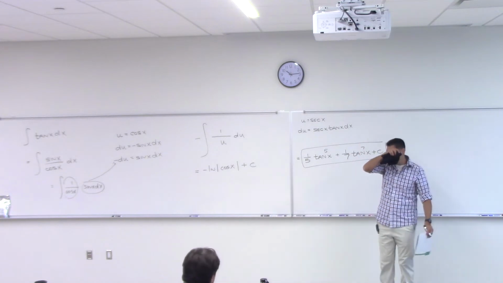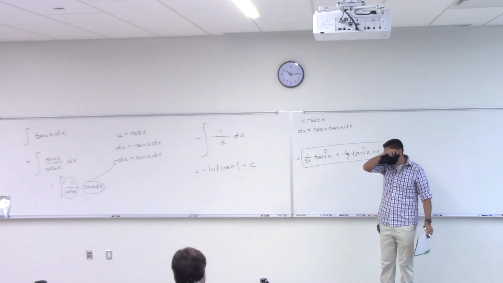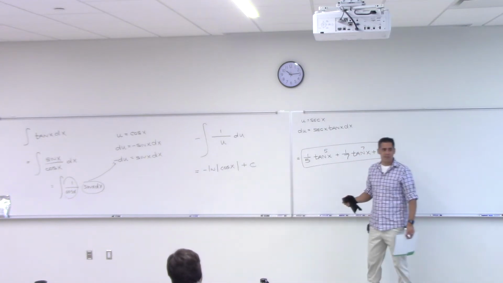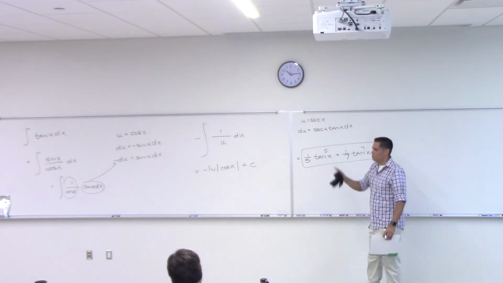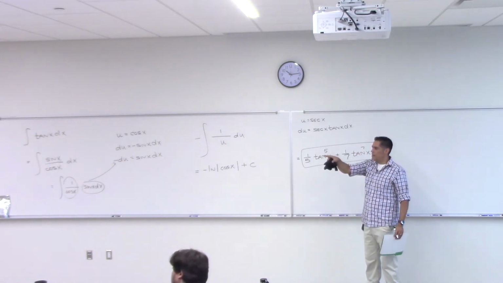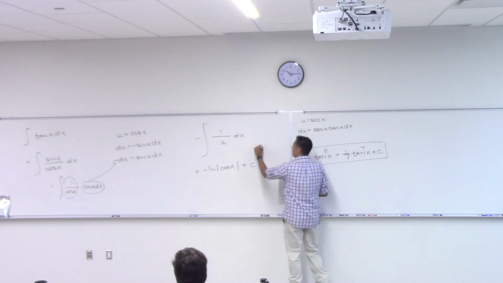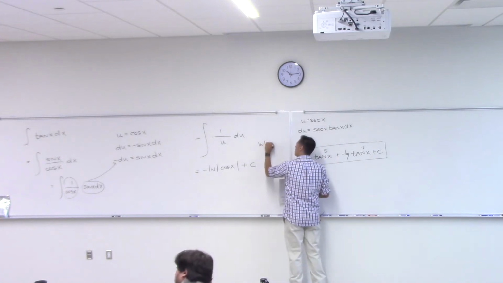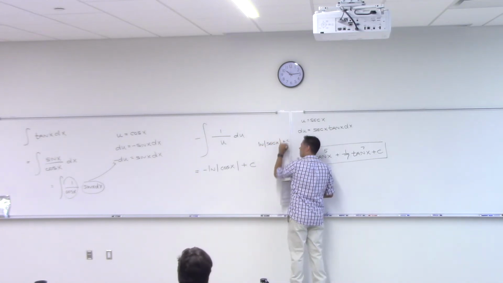Is that what's on the formula sheet? No. So did we make a mistake? No. They have that the answer should be natural log secant x plus c. That's what they have.